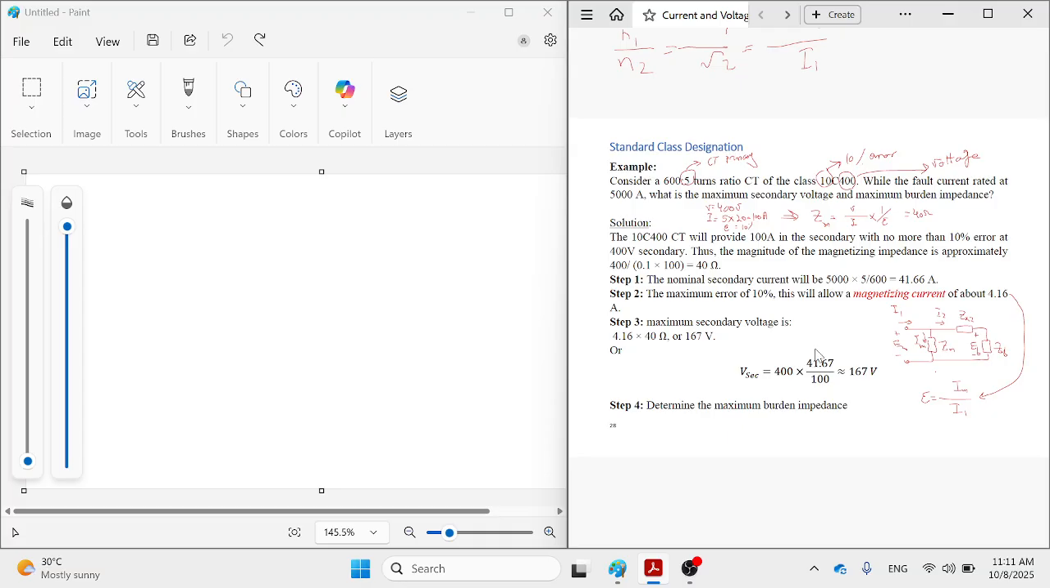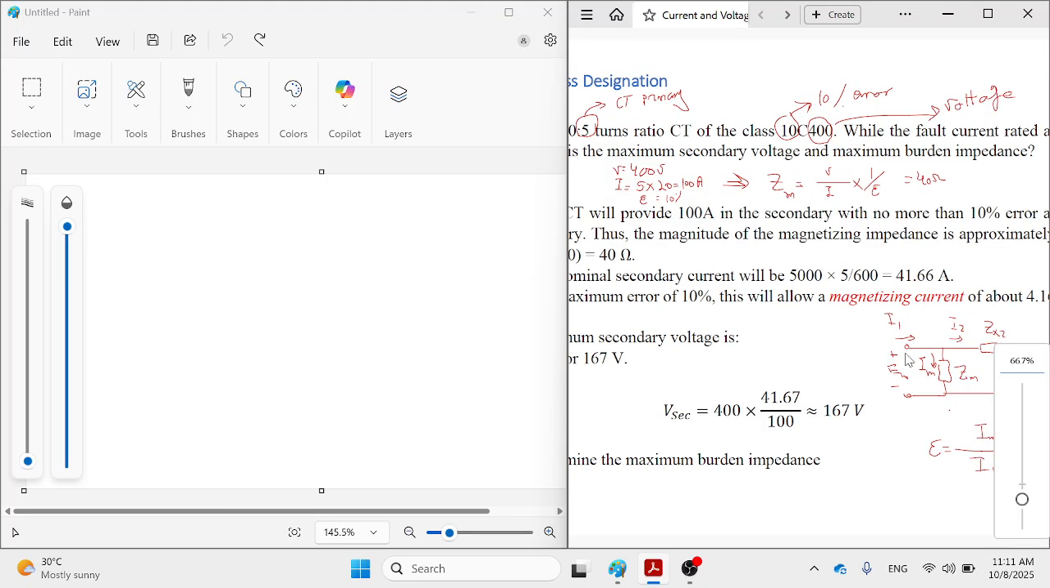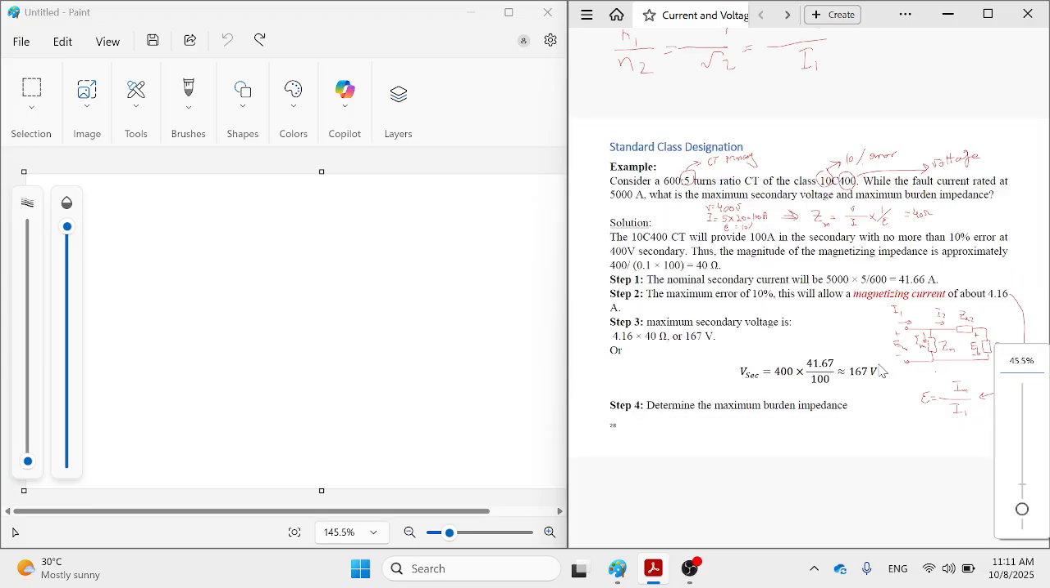Finally, the maximum secondary voltage. What is the maximum secondary voltage? The secondary voltage is this one. Just look, EM is considered as the secondary voltage. The EM is equal to IM times ZM, correct? So the IM is 4.16 and the ZM is given as 40. So the voltage EM is equal to 167. If you multiply these two, you reach the value of 167.